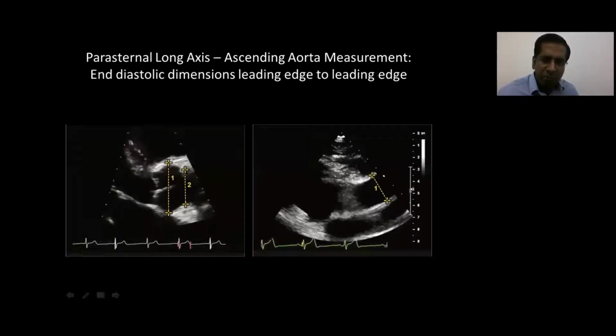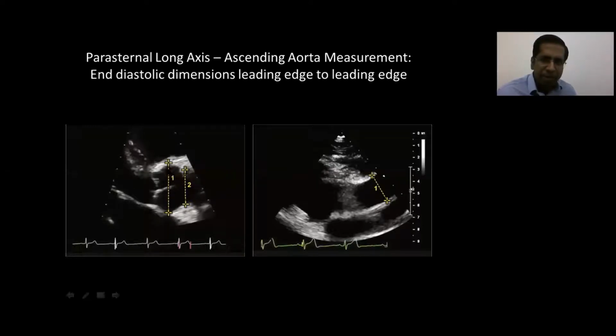Now, there are certain other measurements we need to do in the same view. Again, in a zoom view, what you are seeing here is the sinus of Valsalva. The important thing to note here is that this is end diastole. The earlier measurement, the LVOT and the aortic annulus, was done in mid-systole, with the valve fully open. Here you have the valve closed and you do the measurement in end diastole, again from leading edge to leading edge. So from the top, which is the leading edge, to this particular interface, that is the leading edge.